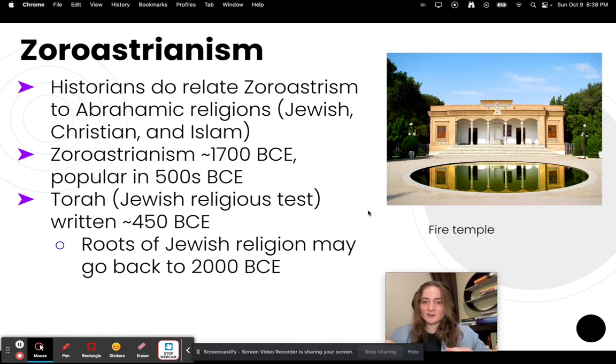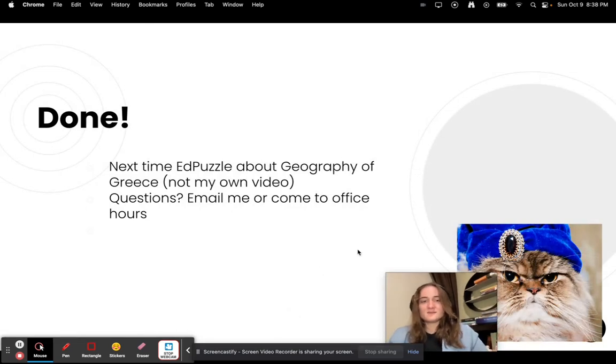And the Torah, like we learned this past week in Unit 2, right? That's the Jewish religion text, and that was written about 450 BCE. But roots to the Jewish religion may go back as far as 2000 BCE. So it's like, hmm, there's definitely some influence going on between these two sectors of religions. So we're not crazy. There are similarities. All right. Sweet.